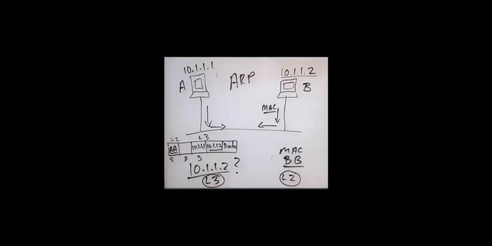Now what happens if device A is wanting to send a packet to a device that's not on its local network? This is where we come into the concept of what we call proxy ARP. Here we've got a router connected to another network, and here's another device over here, device C, and device C's IP address is 20.1.1.2. So he's on a different network, has a different network ID.